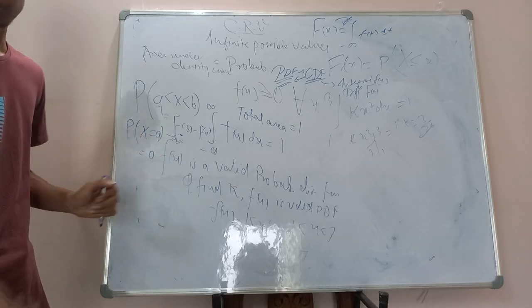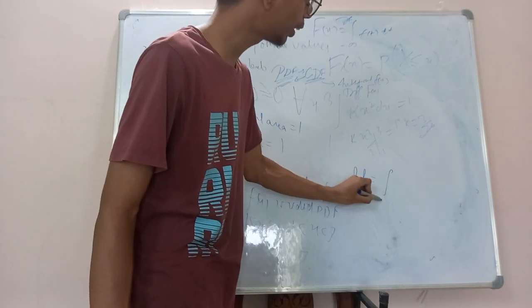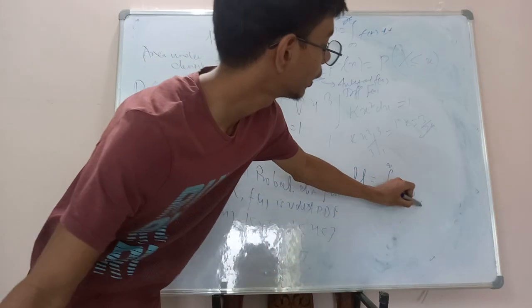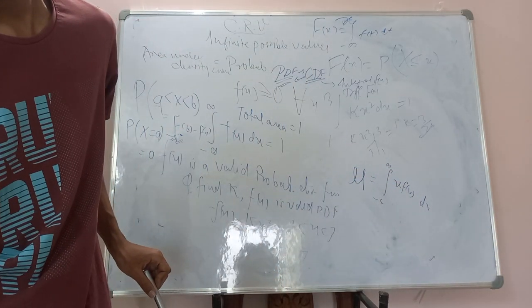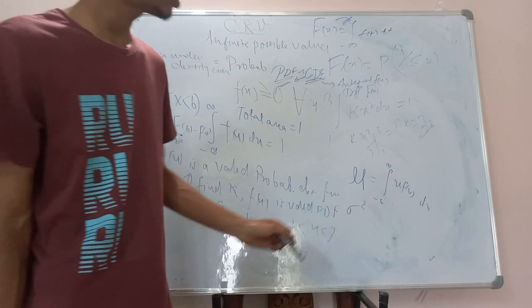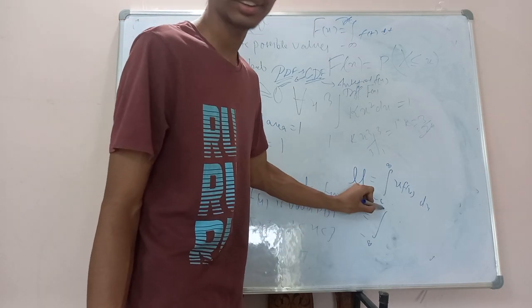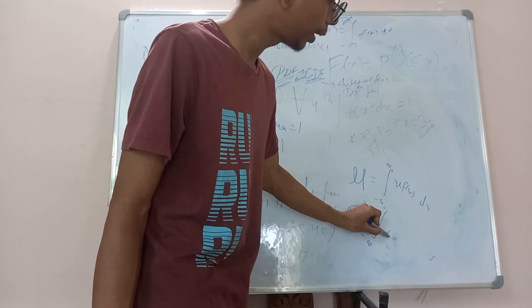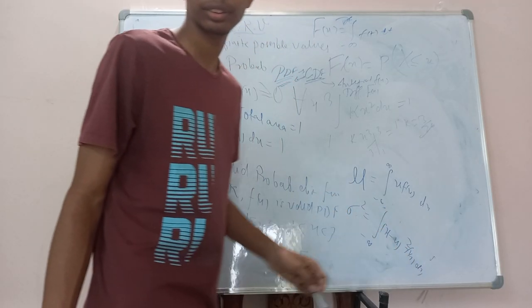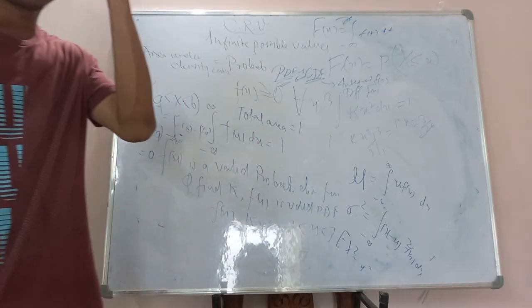Now what is the mean? Mean is the expected value, so it is equal to the integral from minus infinity to infinity of x f(x) dx. Variance tells how values are spread out from the mean, so it is defined as the integral from minus infinity to infinity of (x minus mu) square f(x) dx, which is given as E of x square minus mu square.